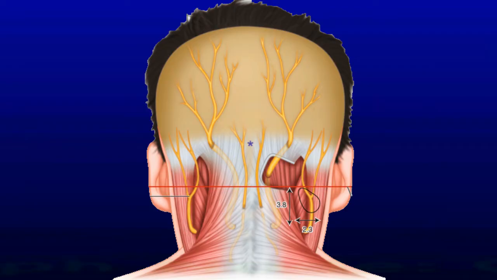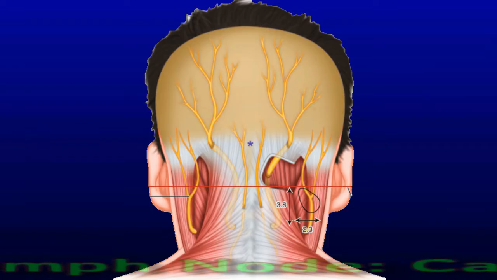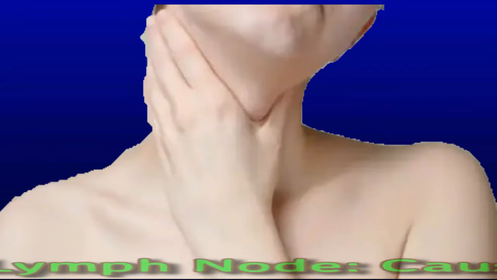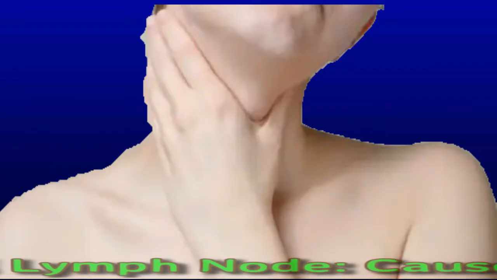Swollen occipital lymph node, causes and treatment. Lymph nodes are small kidney or oval-shaped glands in the lymphatic system that play an important role in the body's immune response.